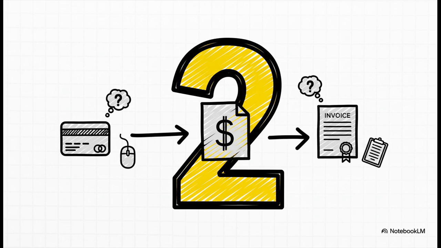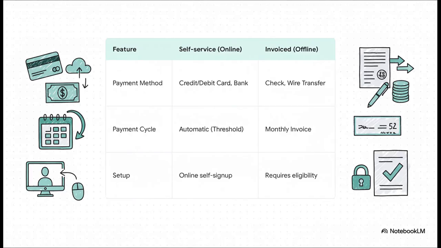They basically come in two main flavors, and the one you have totally changes how you pay. Let's break it down. Most folks start with a self-service account. That's where payments happen automatically, usually with a credit card, whenever you hit a certain spending amount. Bigger companies, though, they often get invoiced billing. They just get one big invoice each month that they can pay with a check or a wire transfer. Knowing which one you're on is step one to knowing what to expect.